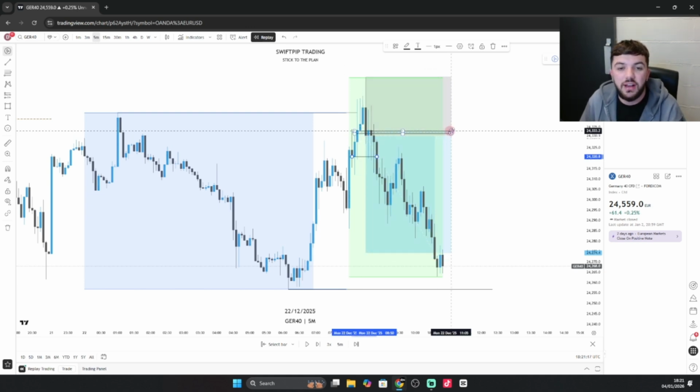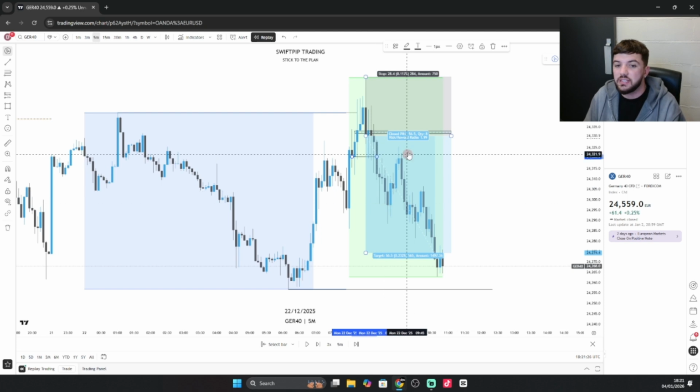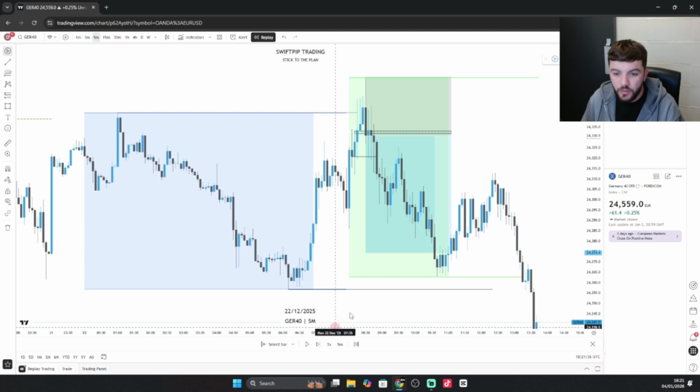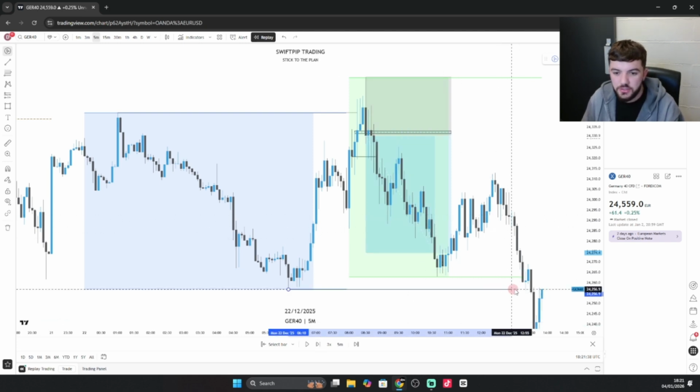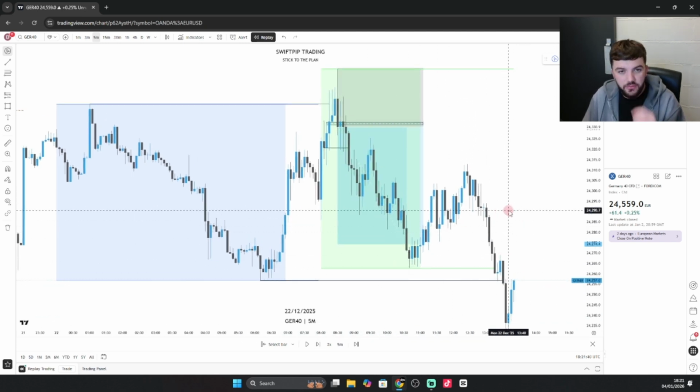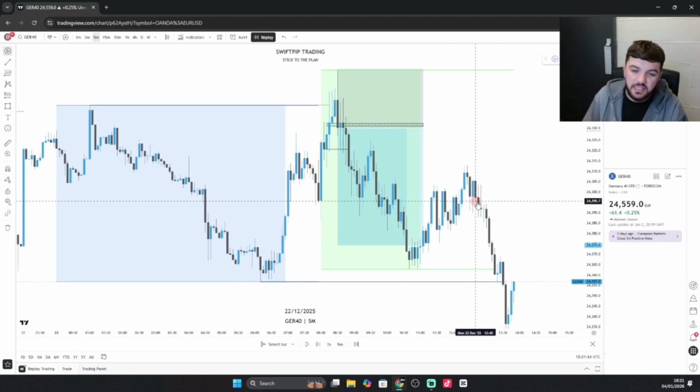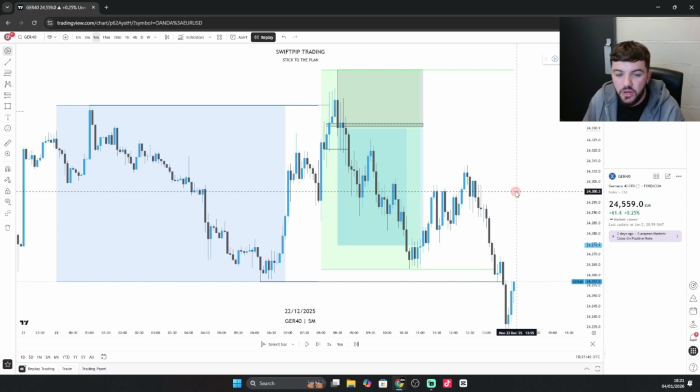You've got your inverse fair value gap. If you missed that entry, you could have entered off your change in state of delivery and then jumped in on the trade. But again, it's just giving you extra confluence for that trade, and you can see it perfectly played out. Let's see if it also took out the Asia low. There we go. Yeah, after its sweet time, it did end up taking out the Asia low, giving you that full move for the day. However, again, I always say go for a 1 to 2 because it does give you the highest success rate.